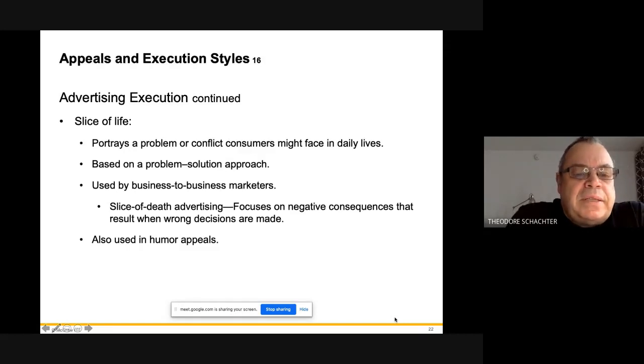Now, what's interesting is the opposite is slice of death, which means what are the consequences when you make the wrong decision? It's used in business to business, as you see. So, for example, what if you don't have automatic subscription-based shipments of toner cartridges for printers, and you have big presentations in your ad agency and you ran out of printer cartridges? You can't do your presentation and you may lose a client. That's a slice of quote unquote death advertising.